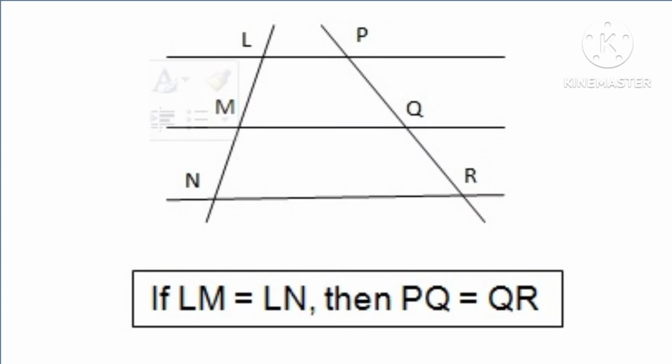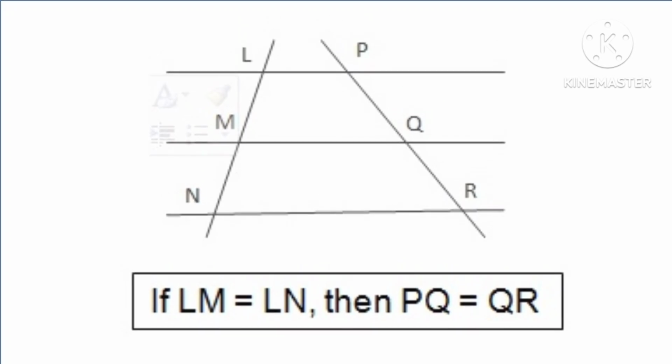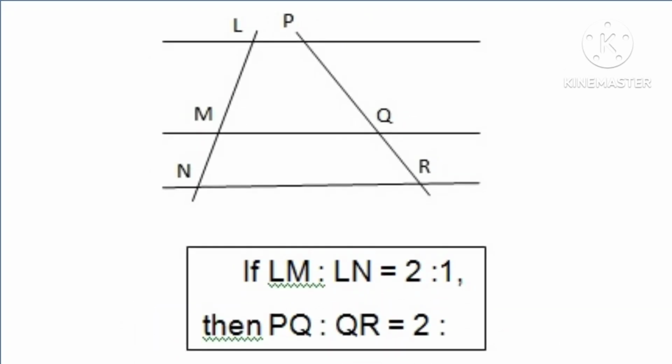27. If an intersecting line makes equal intercepts between three or more parallel lines, then any other intersecting line makes equal intercepts. Corollary of the above: if an intersecting line makes intercepts in the ratio of 2:1 or any other ratio, then any other intersecting line makes intercepts in the same ratio.